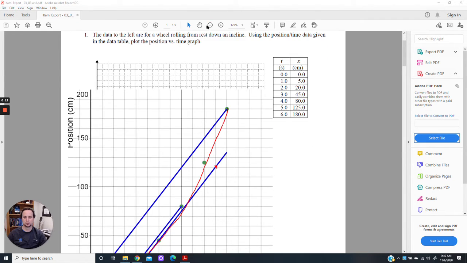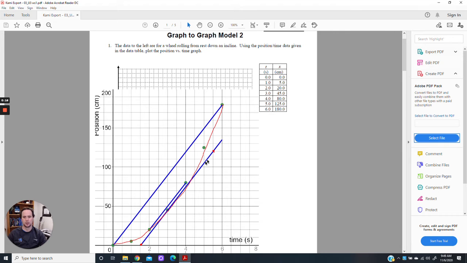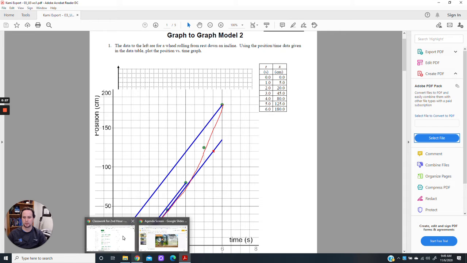First page is, and it looks a little messy right now, but first page is just graphing this, and I graphed it in Desmos, graphed this data, and then I exported a picture. I can show you how to do that really quickly.